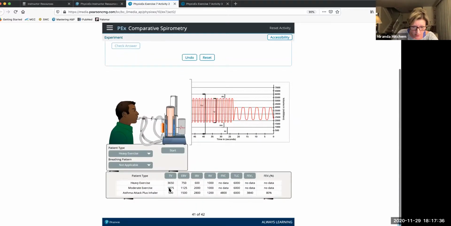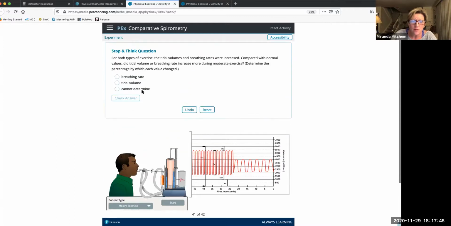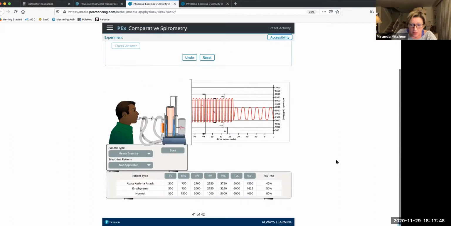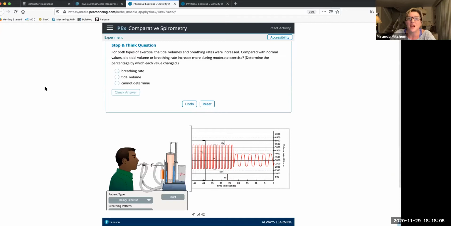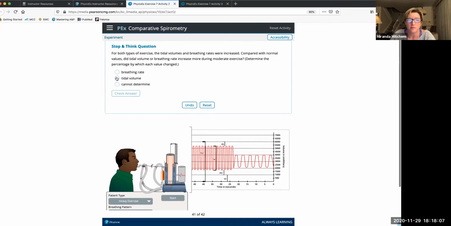So let's look at moderate exercise. Tidal volume is 1875 compared to 500. That is a huge change. What about breathing rate? Well, we can just look at this part, look at our spirogram. The rate has increased, but we would actually need to work out the math to get that number. It is the tidal volume that changes more.